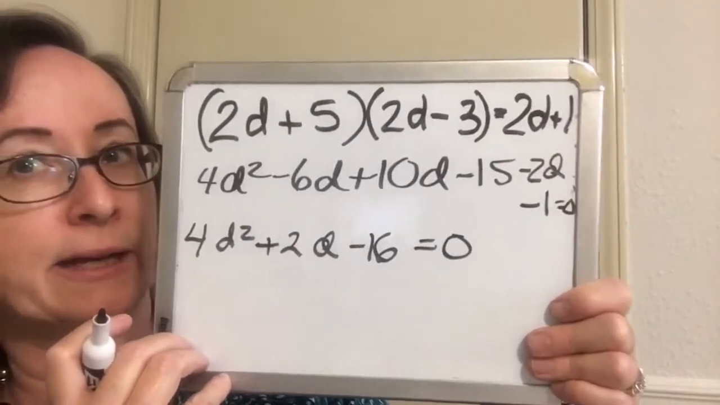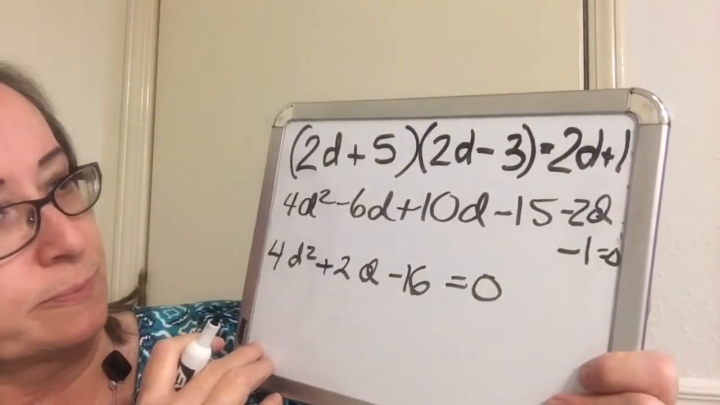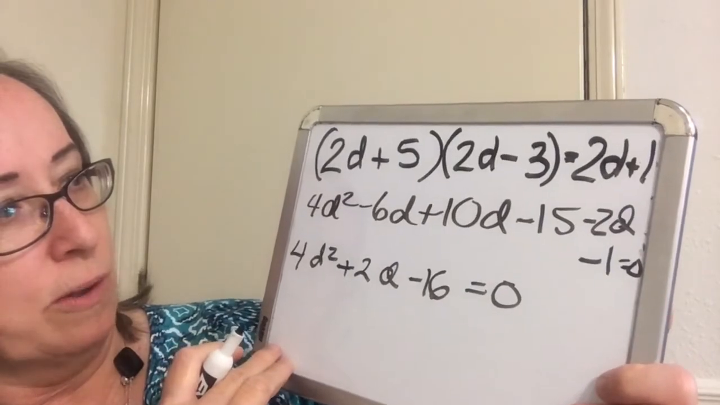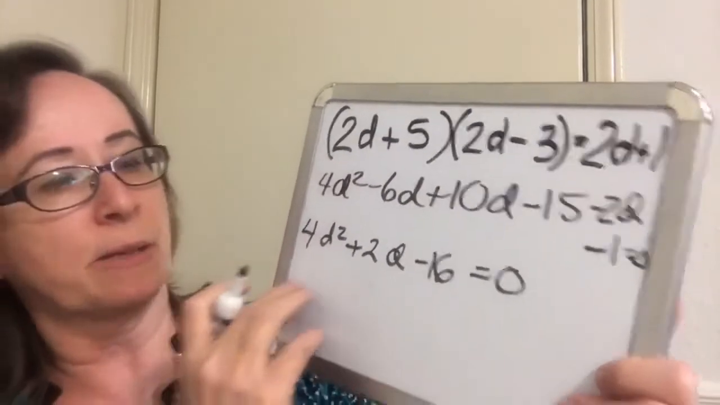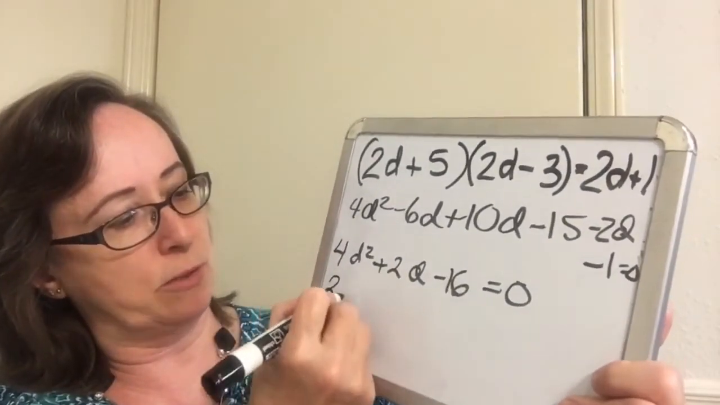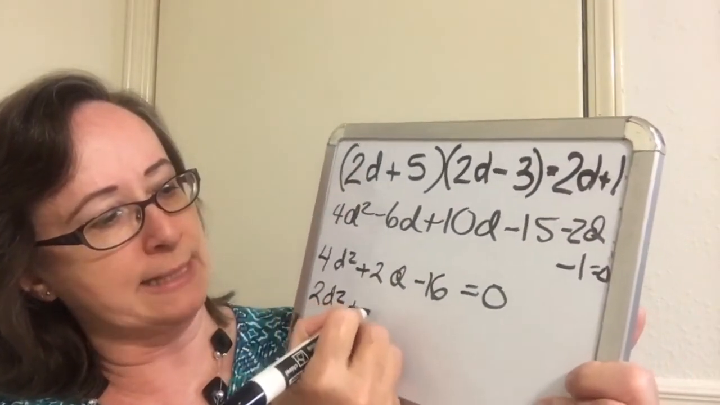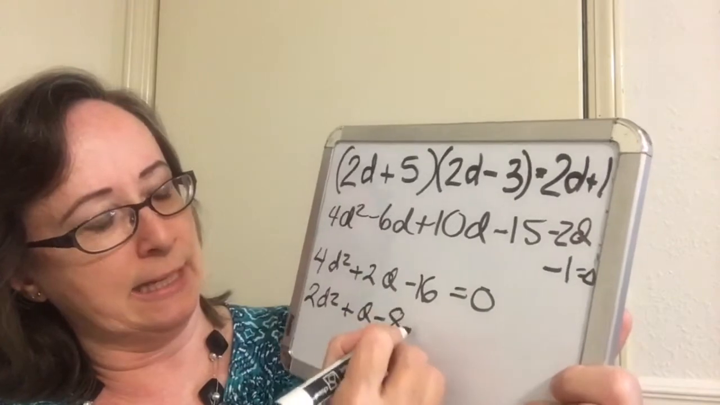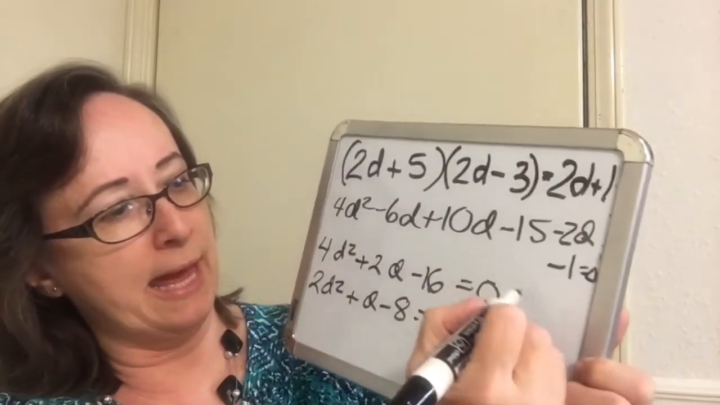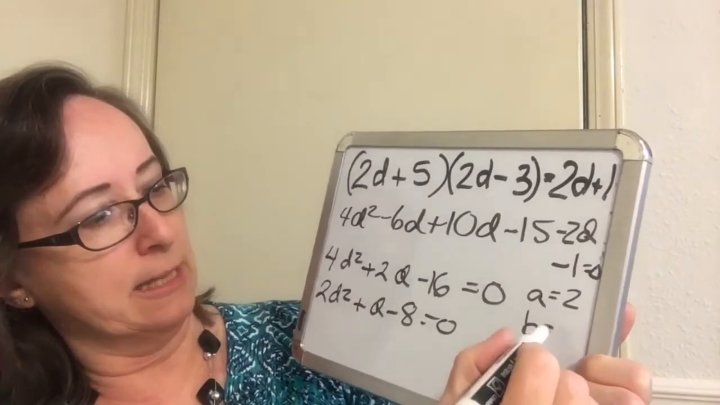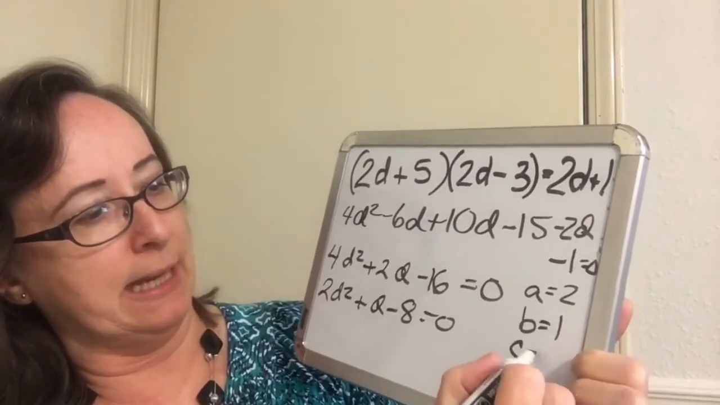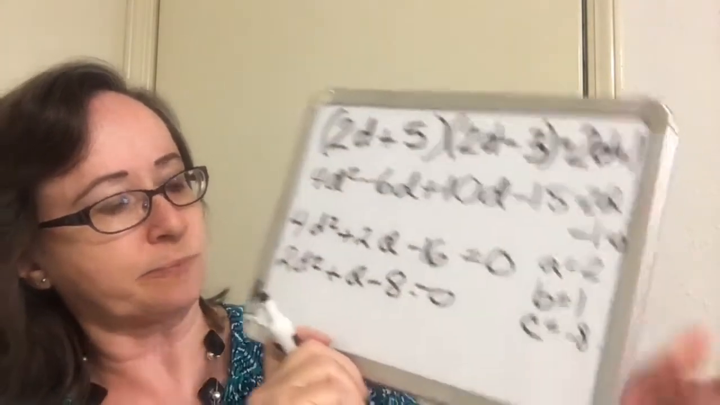So now, can I divide everything by 2? Okay, so I'm just checking my math here, making sure it's right. It's looking good to me. So I'm going to divide everything by 2 and get 2d squared plus d minus 8 equals 0. So my a is 2, my b is 1, and my c is negative 8.